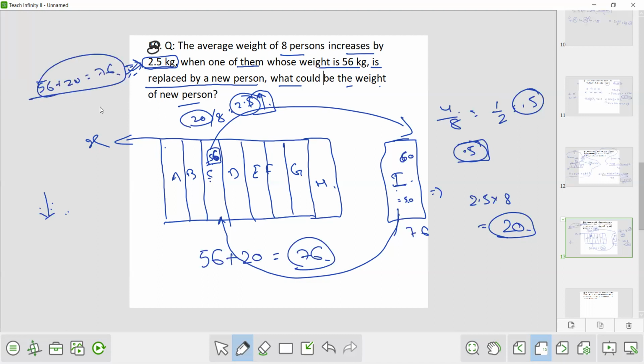So in the examination hall, you don't have to do all these things. Once you read the average weight increases by some amount, that is here it is written 2.5, and there are 8 persons, so what you will do, 2.5 into 8, that is 20. Add it with 56, you will get the answer. Within 5 seconds, you will solve this question. Here I am explaining you the entire part so that you can develop the concept over here.